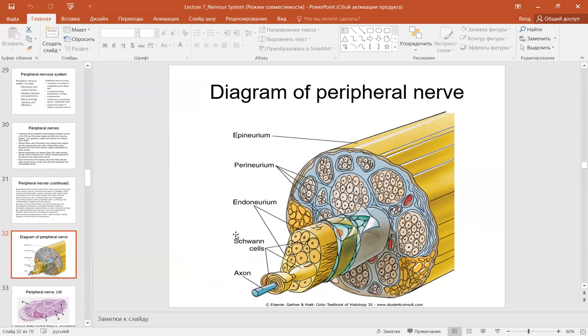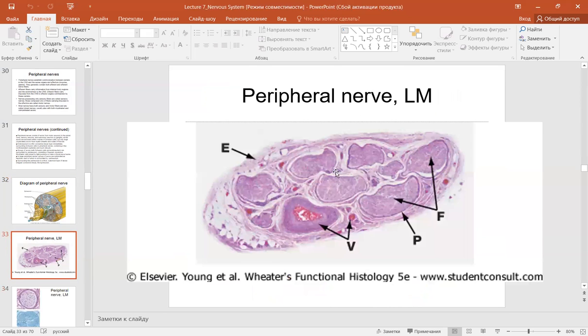Here you have these components announced in the designatory marks of the diagram. Here you have the node of Ranvier. Here you have the Schwann cell myelin sheath. Here you have endoneurium surrounding each particular myelinated nerve fiber. Here you have the perineurium, which is surrounding the bundle of nerve fibers. And here you have epineurium, which is surrounding the whole nerve, composed of dense irregular connective tissue.